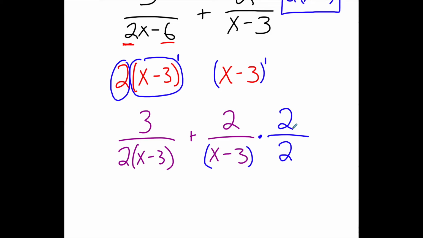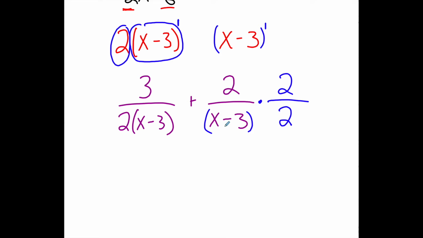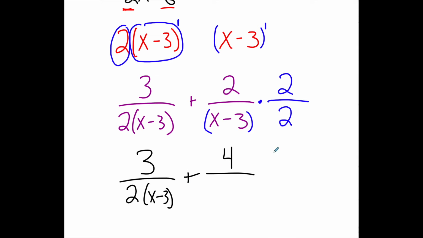And what I do to the bottom, I also need to do to the top. Remember that when you multiply a number by itself, it's the same thing as multiplying by 1. And when you multiply by 1, though it's going to look different, we know the value stays the same. So what I'm left with is 3 over 2 times x minus 3. Multiplying across the top, I get 2 times 2 equals 4. On the bottom, I get 2 times x minus 3. And then because the denominators are now equal, I add across the top, giving me 3 plus 4 equals 7.